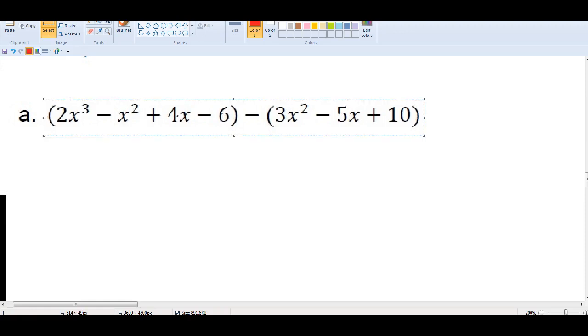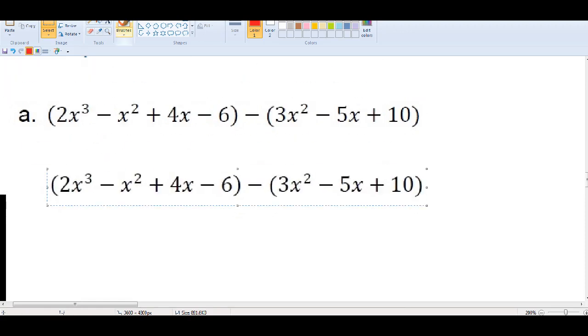So again, I'm lazy, I just copy and paste this one. I'm going to remove the first bracket. That will be no problem. But when I remove the second bracket, I have to make sure I change the sign. Originally that's 3x squared plus, now it becomes minus. Minus 5x becomes plus, and plus 10 should become minus.